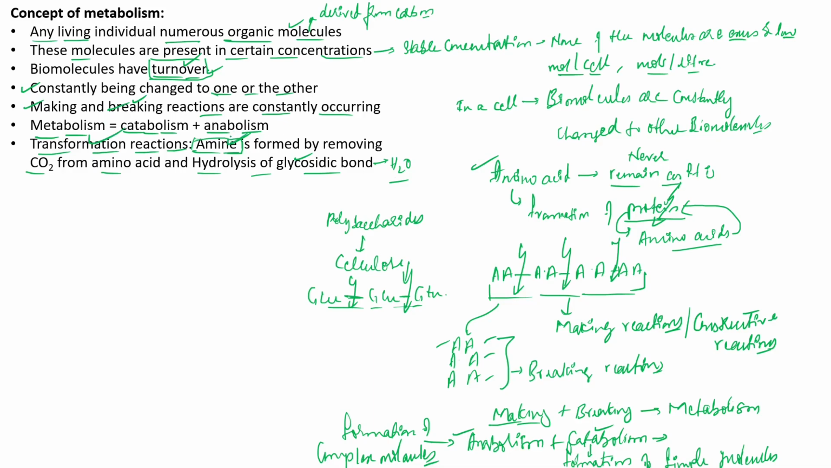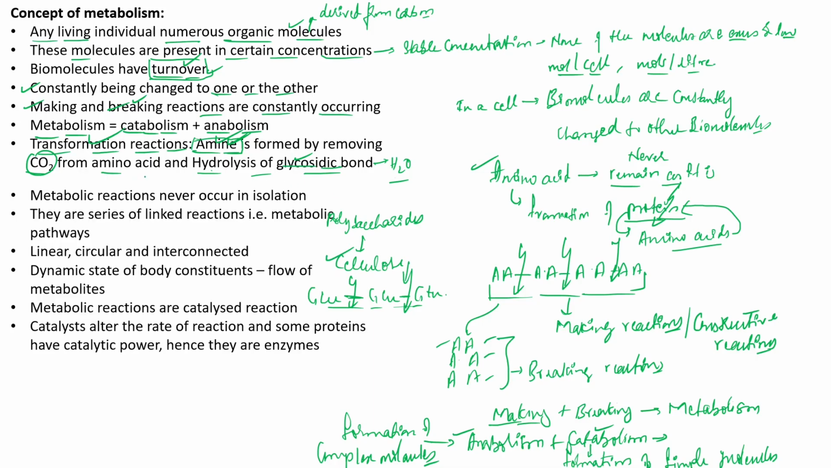Mainly removal of certain groups. For example, if I remove the carbon dioxide, we get the amine, right? So if I break the glycosidic bond, we get simple sugar molecules, that is the glucose, if we consider cellulose as the example, right?